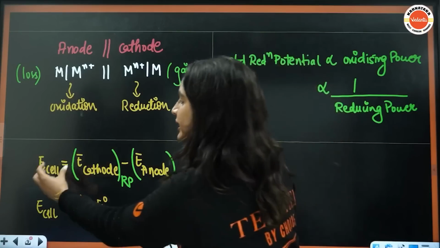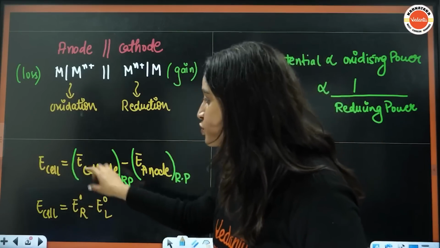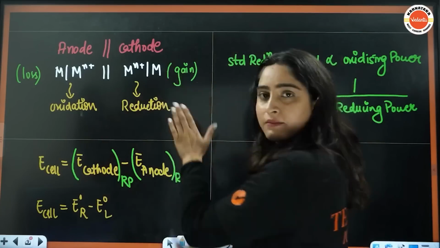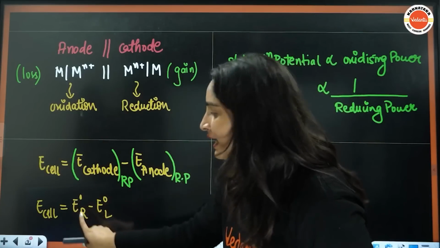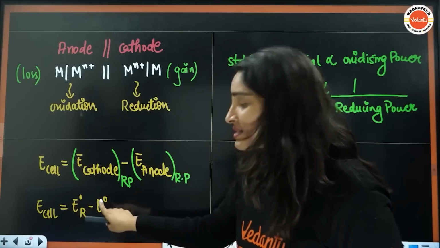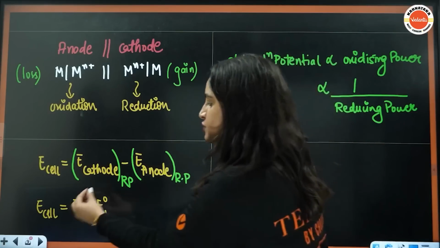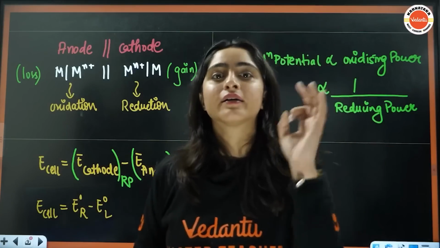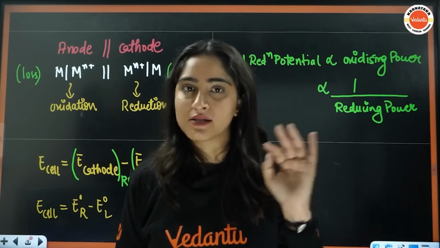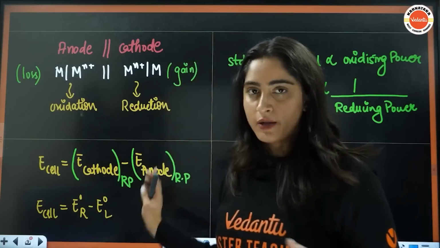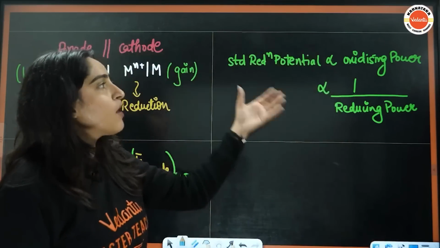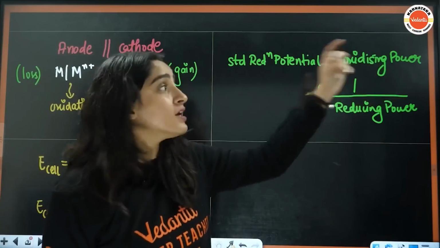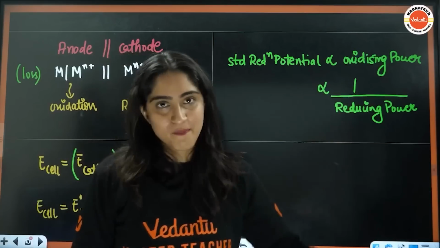Next we have how to calculate E cell. That is equal to E cathode minus E anode. Cathode is on the right side, so that will be E of the right side minus E of the left side. You can also calculate this as E right minus left, or see it like this, cathode minus anode. But always take the reduction potential, never the oxidation potential. Always take the reduction potential in both cases, right? Next we have how they are related to each other. Standard reduction potential is directly proportional to oxidizing power and inversely proportional to reducing power.